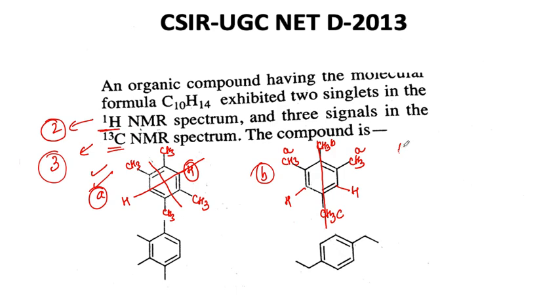So how many proton signals are there? 1 for this, 2 for this, 3 and 4. 4 signals, right? 1, 2, 3 and 4 for proton. For C13 there are going to be 1, 2, 3, 4, 5 and 6. 6 signals for the C13 also.